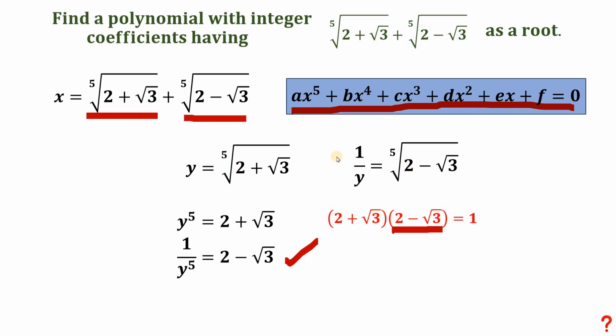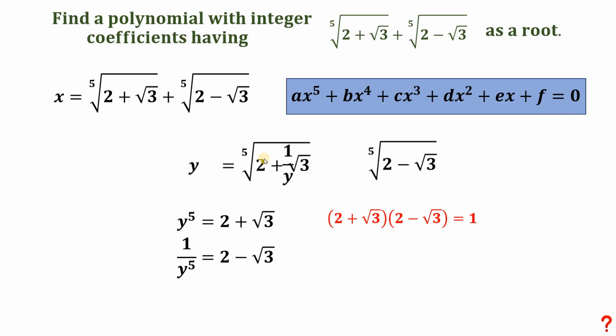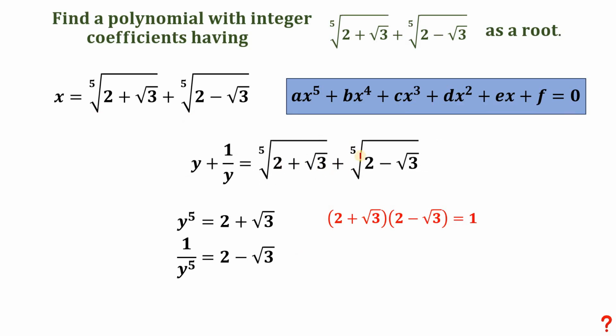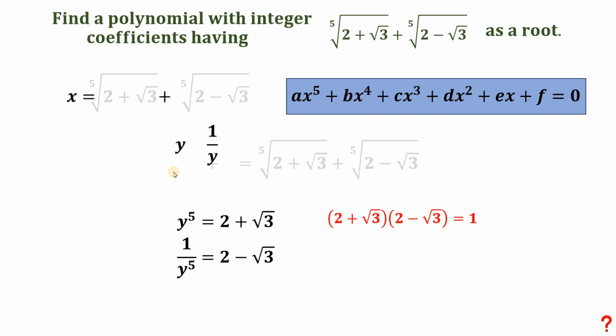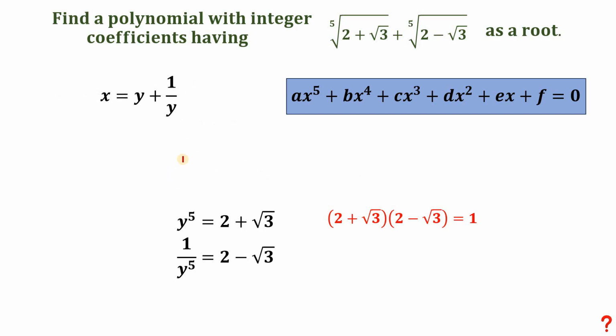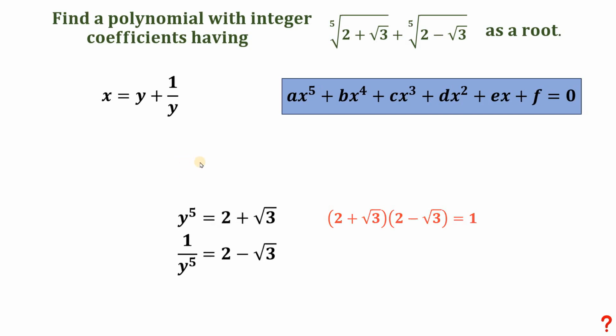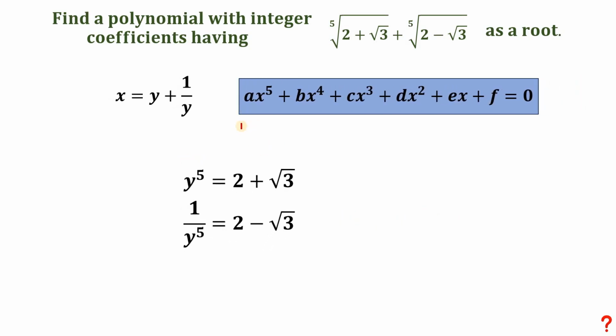Now, if we add y and 1 over y, this is just fifth root of 2 plus square root of 3 plus fifth root of 2 minus square root of 3, which is equivalent to our x. So we can rewrite x as y plus 1 over y. This is very important. Now, using those results, our goal now is, again, this polynomial equation having integer coefficients.